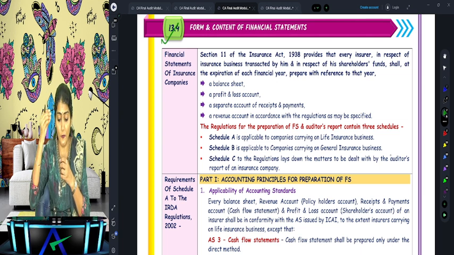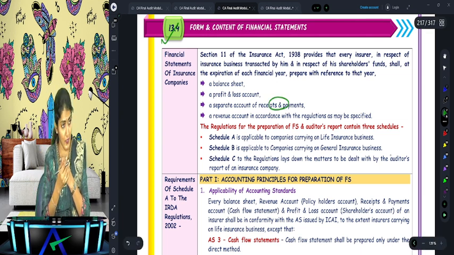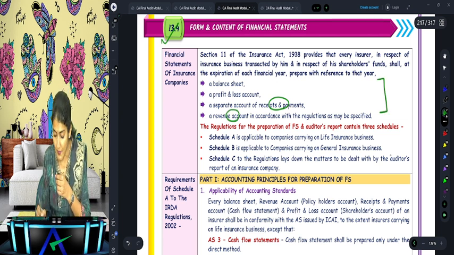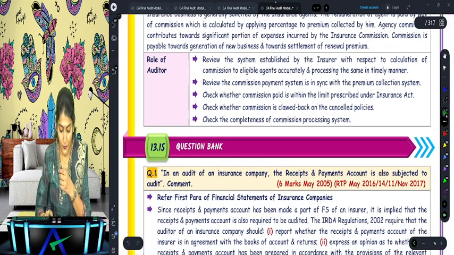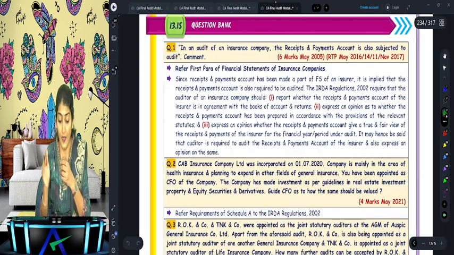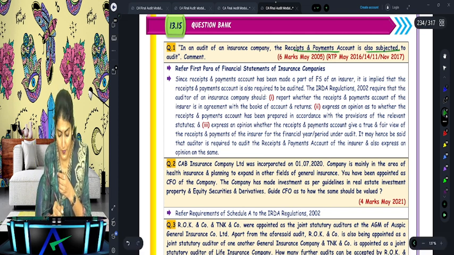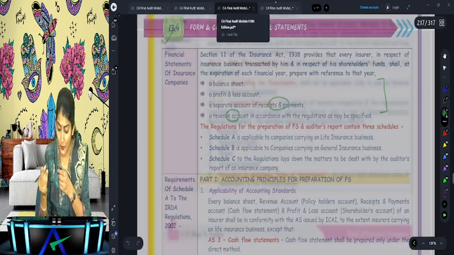So in case of an insurance company, is even the receipts and payment account subject to audit? Is the revenue account also subject to audit? Yes, because it is included in the definition of the financial statements of an insurance company. So if I come to the question bank, question number 1, in an audit of an insurance company, the receipts and payment account is also subject to audit. Comment.